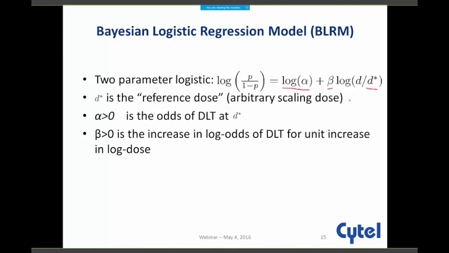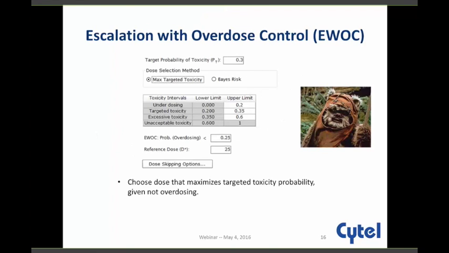So this particular method utilizes this two-parameter dose toxicity relationship, and then instead of specifying a single target toxicity level of 30 or 33%, you essentially specify a collection of toxicity intervals, and you're going to make your decision on dose escalation based on these toxicity intervals.